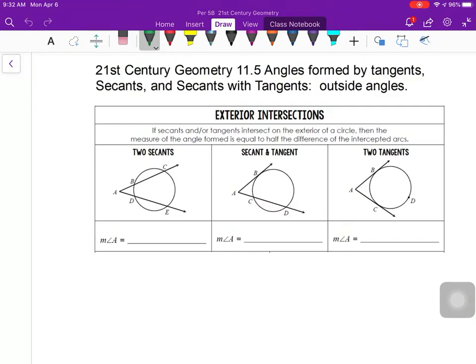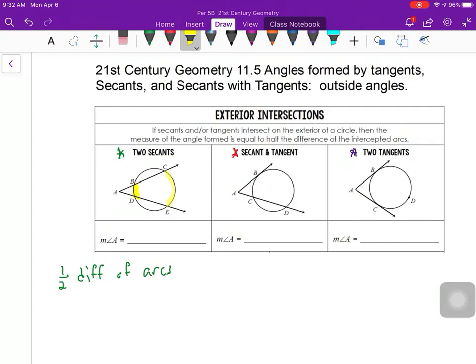Okay, the last type of angle that we're going to cover in Chapter 11 here in 21st century geometry are the angles that are formed on the outside of a circle. Now, these angles can be formed either by two secants or by a secant and a tangent, or they could be formed by two tangents. But whenever an angle is on the outside of a circle, it is equal to half the difference of the two arcs.